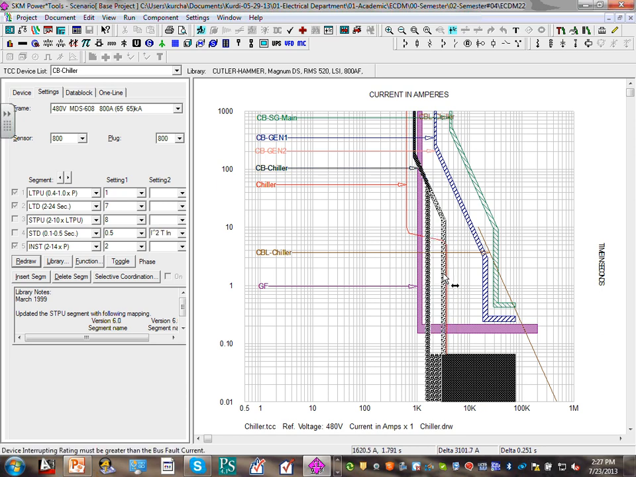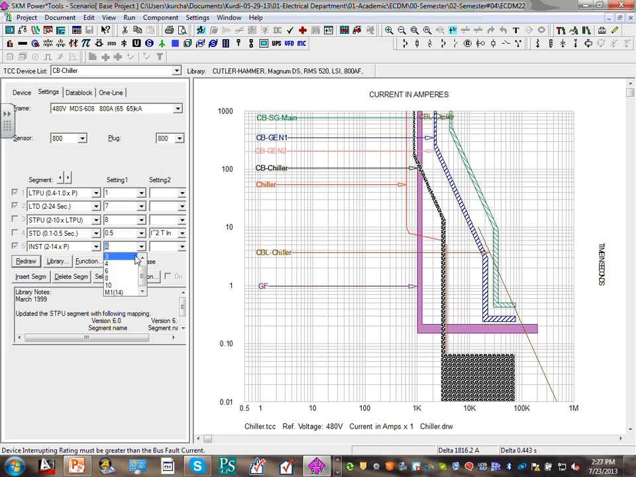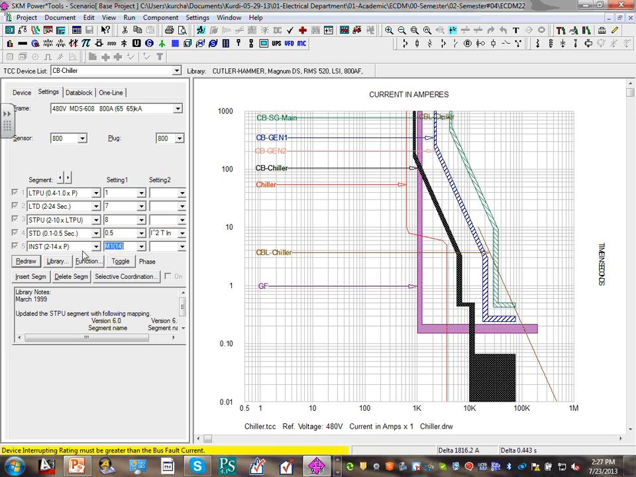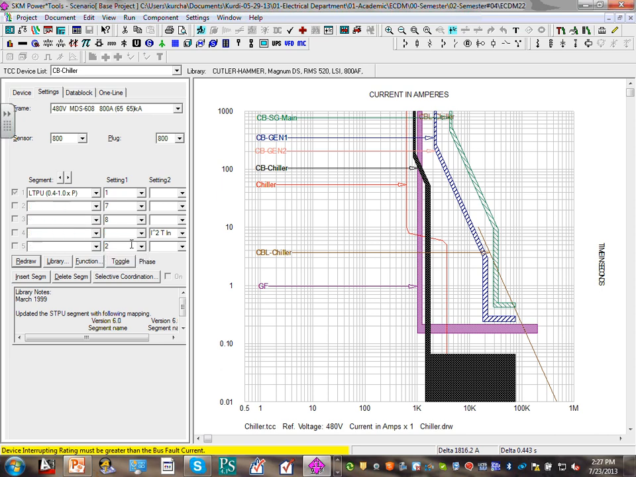So this one actually, yeah, that's instantaneous here. I'm setting this one here. See my instantaneous going all the way. Yeah, there's a couple of things that you can adjust. Here's my instantaneous. Here's my short time. I can adjust my short time. I'm moving it all the way up.